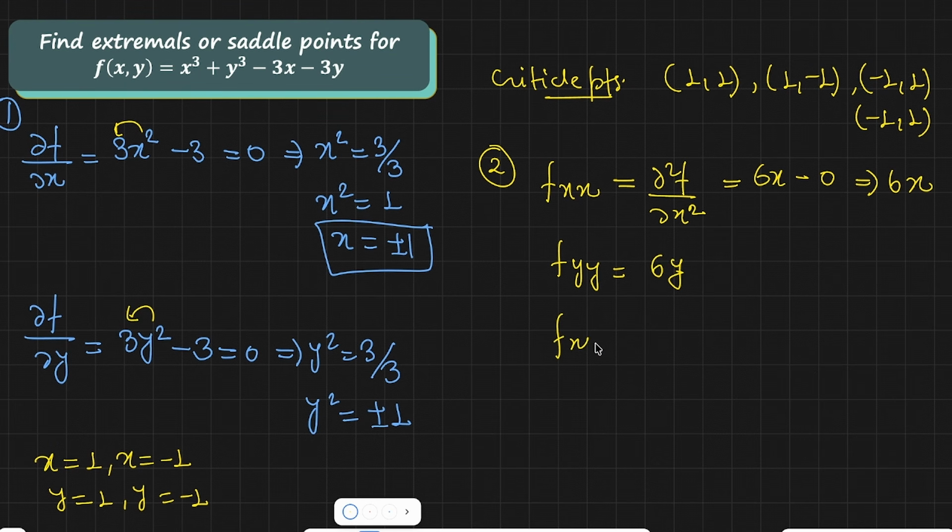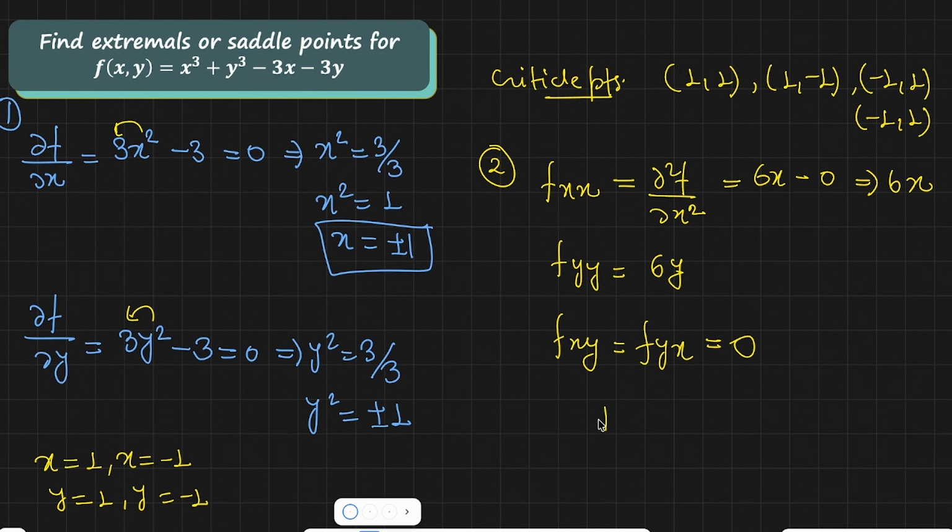I can find fxy, which is also equal to fyx, that I explained in the previous topic. If I take the partial derivative with respect to y, it will be 0. If we take this and differentiate with respect to x, it will be 0. That you know how to find this derivative.